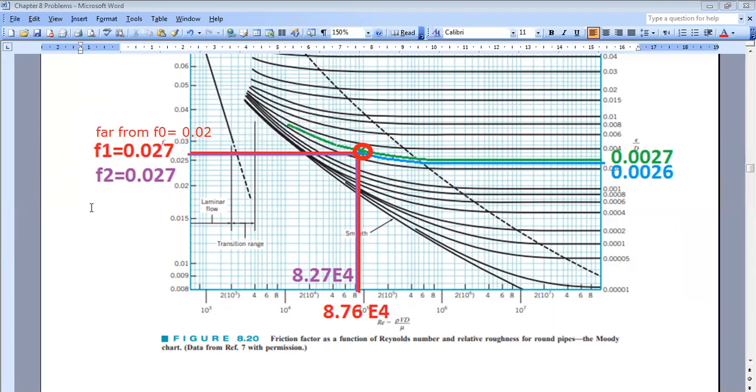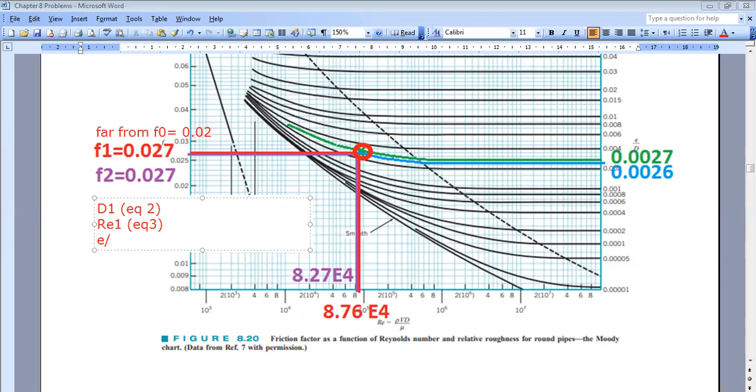Since I found f1, I plug it into the first equation and I get D1. I think the number was 2. Once I get D1, I plug D1 into Reynolds in equation 3 and I get Reynolds 1. Now I repeat, and in equation 4, I get epsilon over D1, because once you have D, you can calculate epsilon over D.